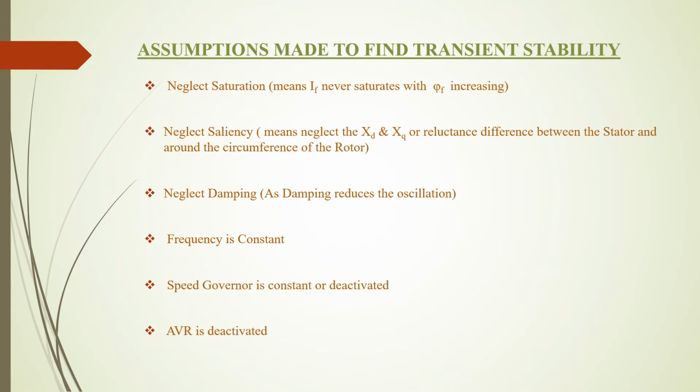Now, coming to the assumptions made to find the transient stability, the first assumption we need to make is to neglect saturation, which means field current never saturates with the field flux. The second assumption is to neglect saliency, which means there is no reluctance difference between the stator and around the circumference of the rotor. The third assumption is to neglect damping.